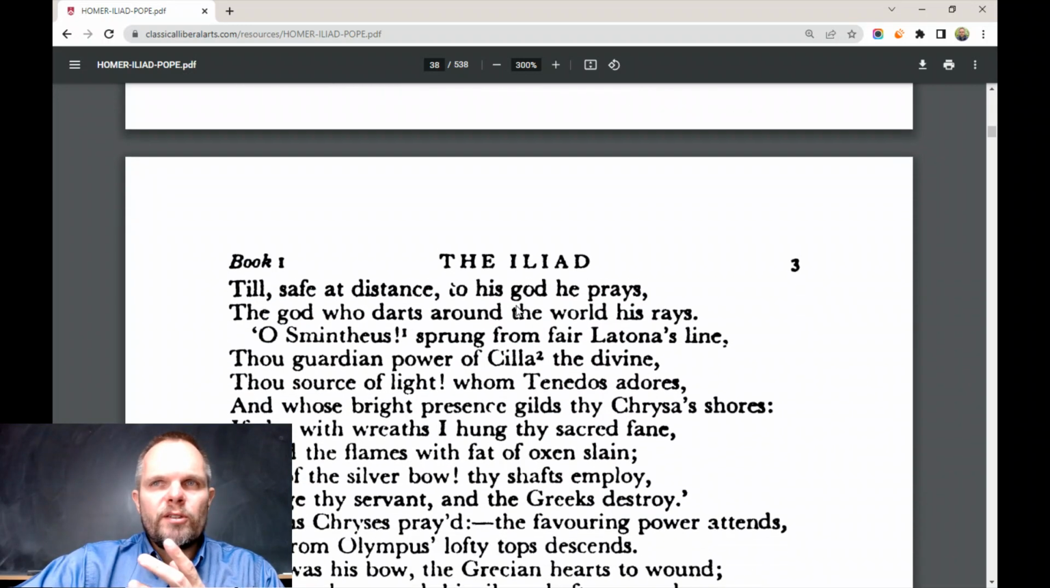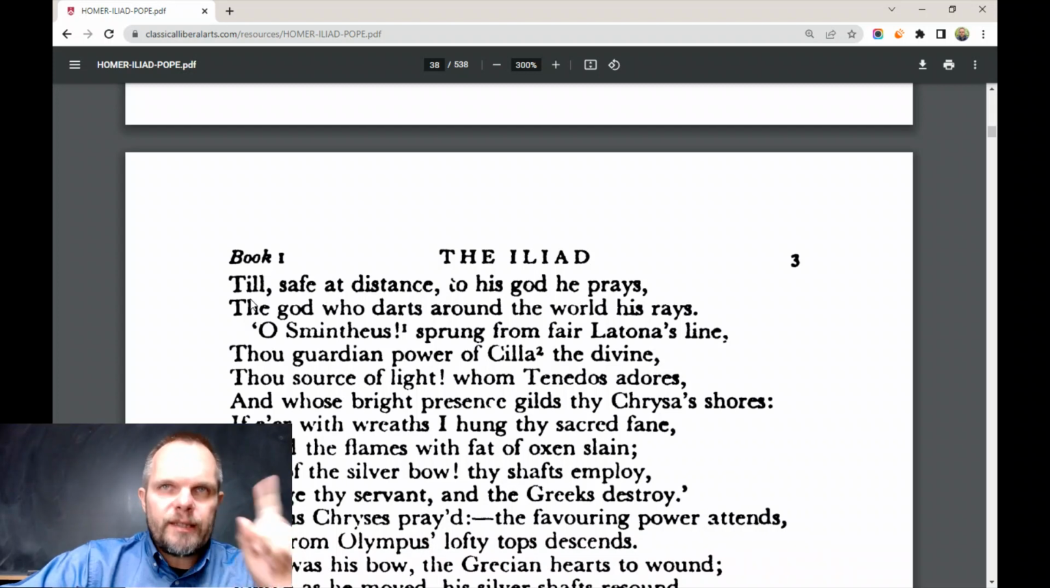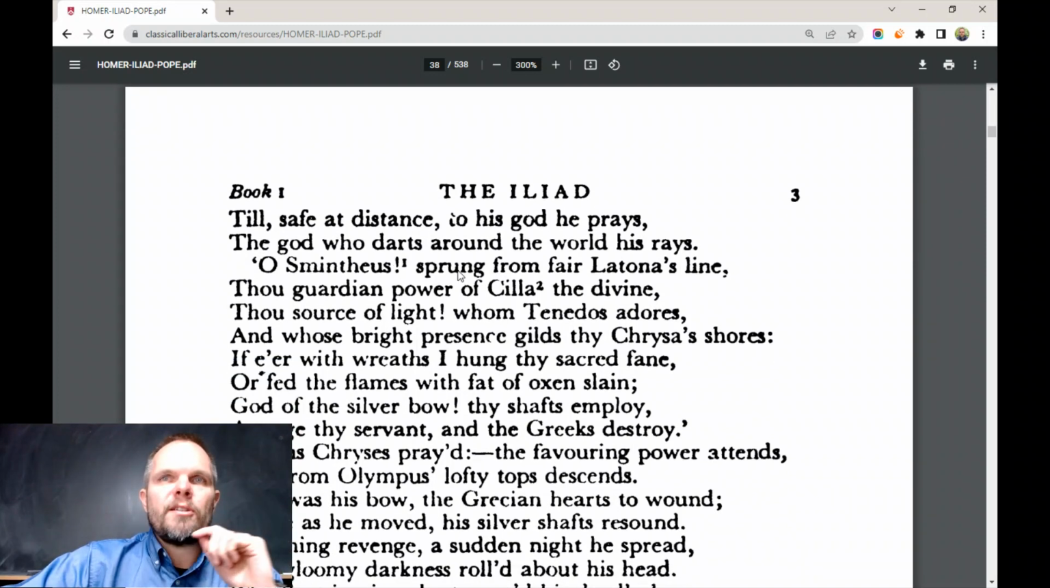So what does he do? So he goes on like this, walking away, keeping quiet, just trying to get away from Agamemnon, "till, safe at distance, to his God he prays, the God who darts around the world his rays," that is Apollo, god of the sun. So Chryses prays finally, and this is his prayer.